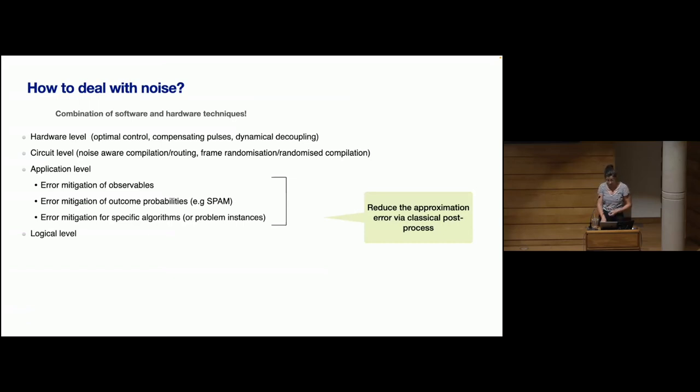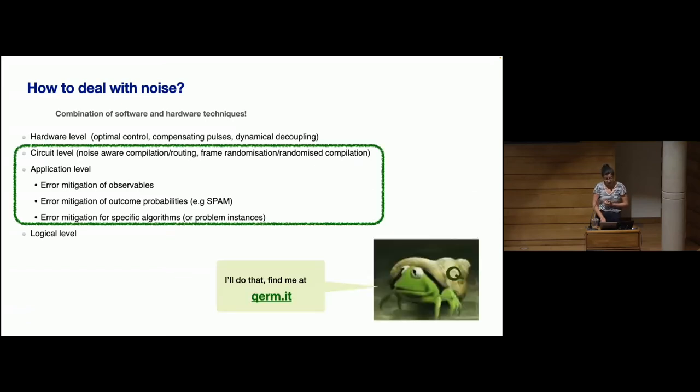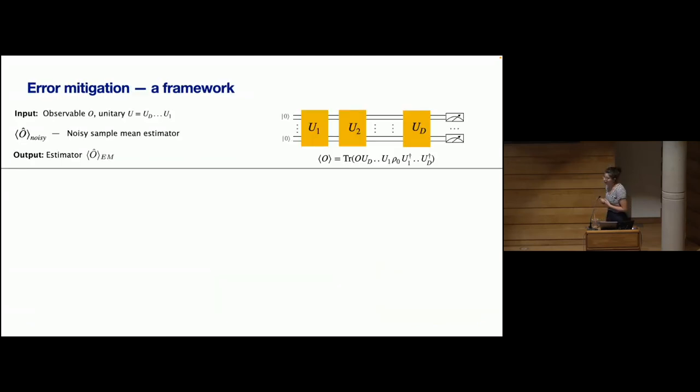So I'm going to focus next on error mitigation for observables. But first, let me tell you that Qermit itself acts on digitized information, so it acts at the circuit and also application level. And you can find the GitHub repo, and you'll hear more about it in the second part given by Silas.